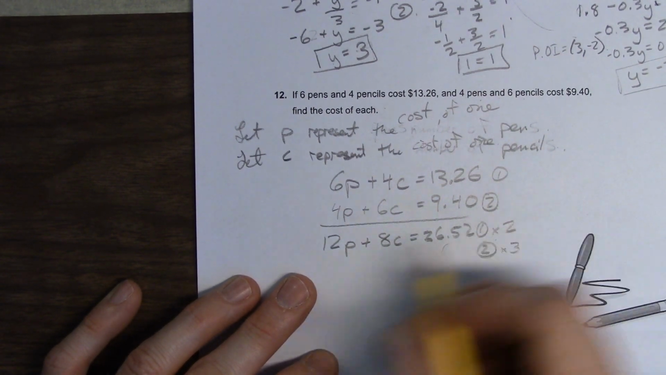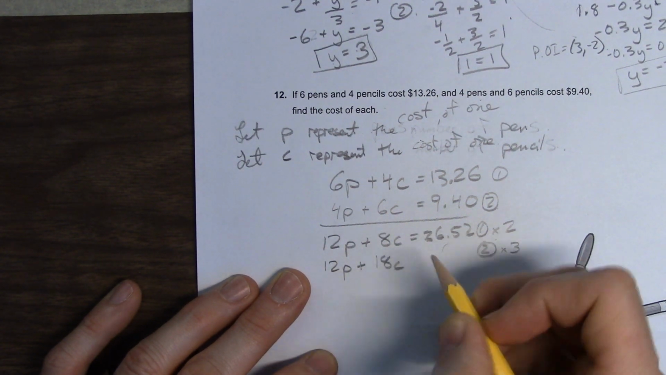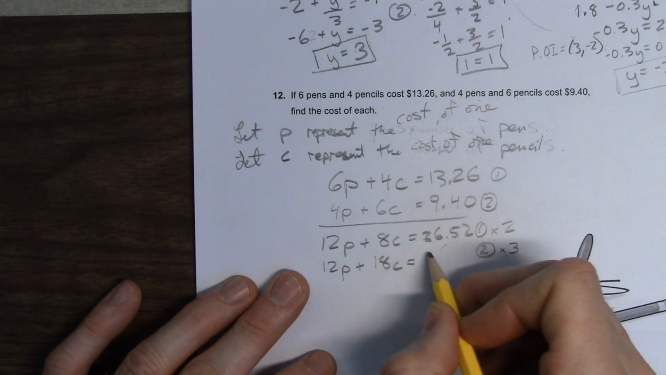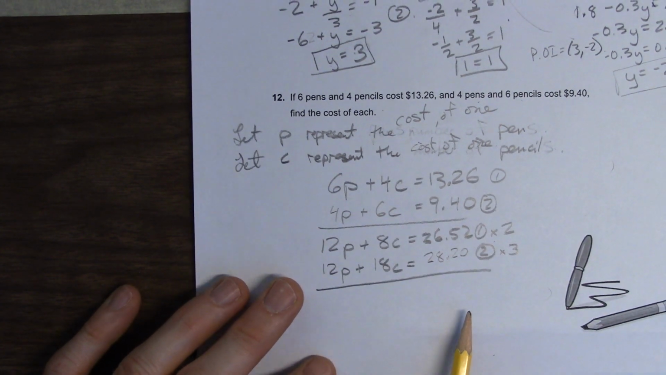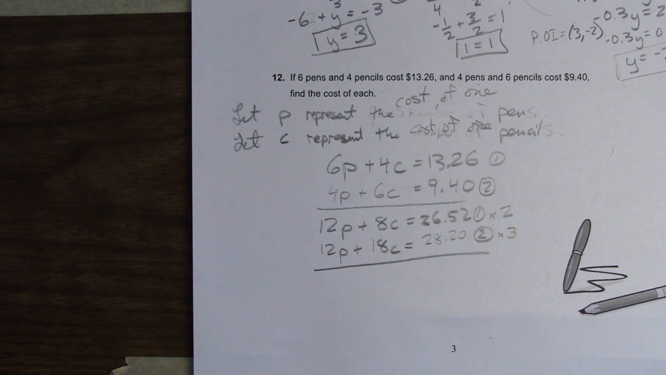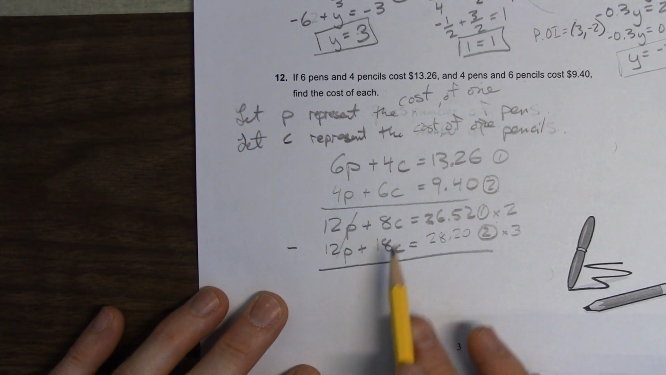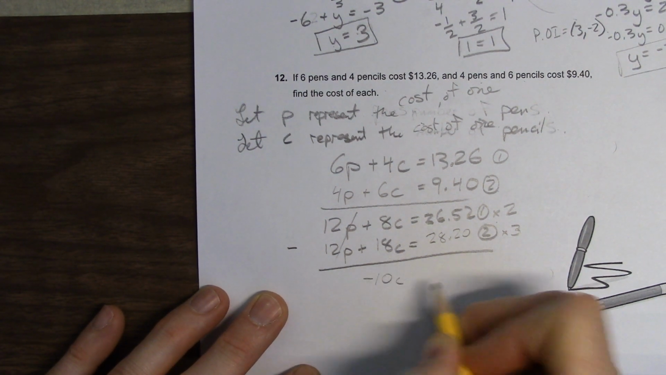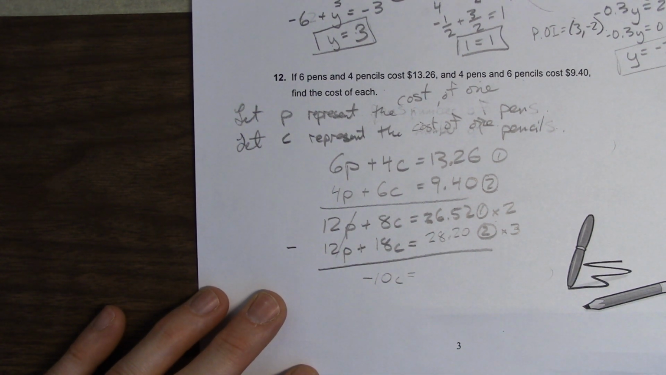Okay, so now I'm going to multiply the second equation by 3, right? So we'll get 12p plus 18c equals, someone help me with this? 28.2. All right. Now what do I do? You're going to subtract now. Yeah, now I'm going to subtract, and the p's will go away. So 8 minus 18, minus 10c equals, someone help me with this, 26.52 minus 28.20. Negative 1.68.